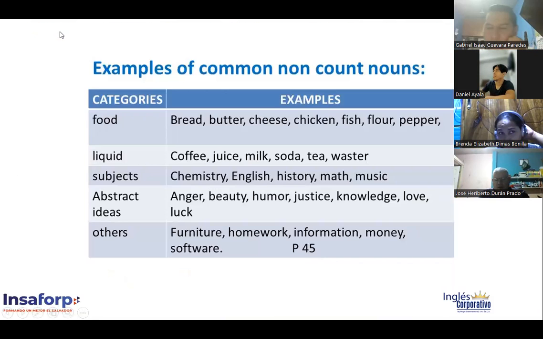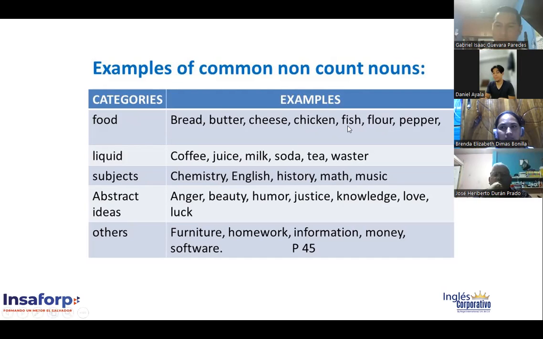There are some more examples here. Not only food, but also other things. For example, non-count nouns we have with food: bread, butter, cheese, chicken, fish, flour, and pepper. The chicken, but not the animal. I mean, the animal, but as food. As food it is uncountable. Okay? The same with the fish.